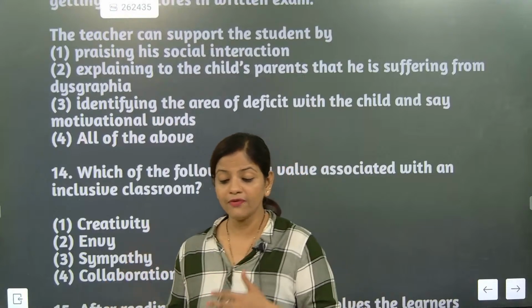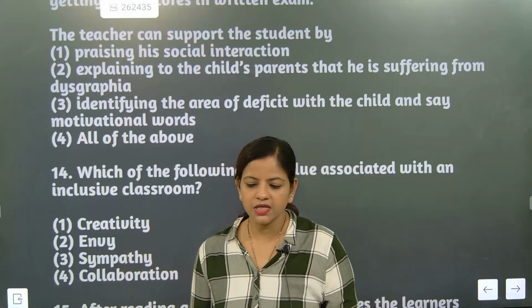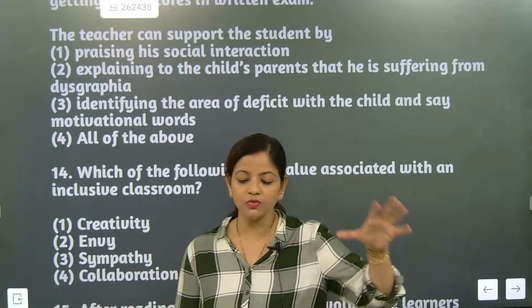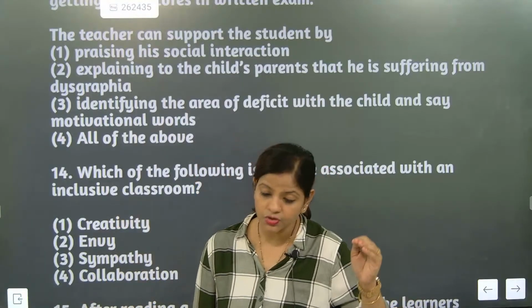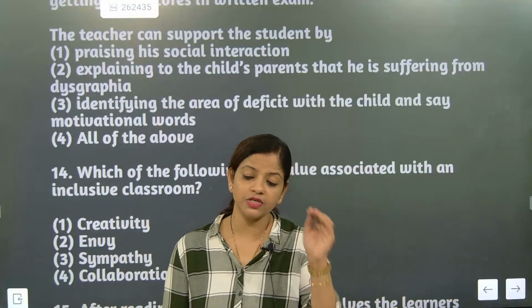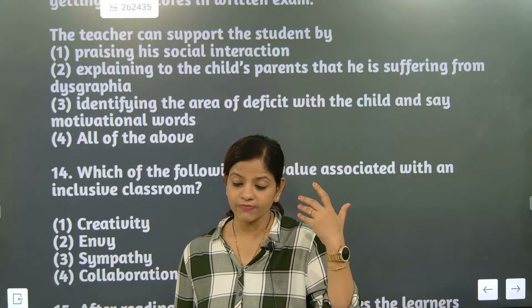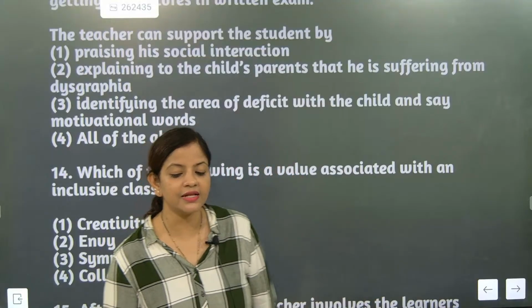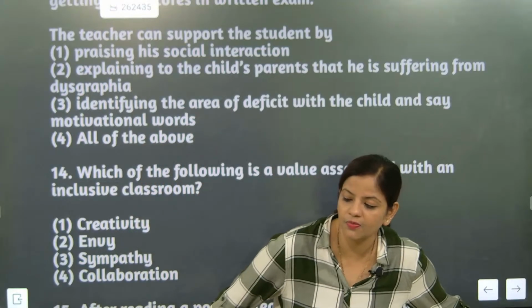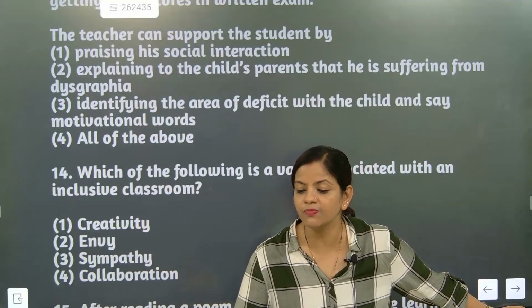Now again, you have to have a very keen watch. You have to keep a watch on your student. See, it's not like you are exactly commanding a student. You are watching a student's every activity so that you can have a good result, understood? So you can watch that person nicely and then you can give your output. Hey, these are the problems you are having. So identify the area of deficit of the child and say motivational words.